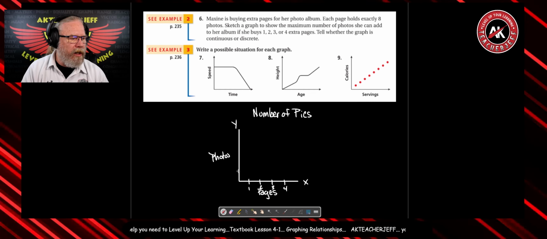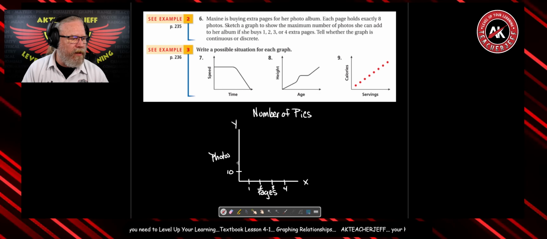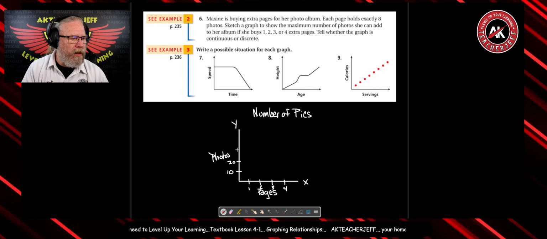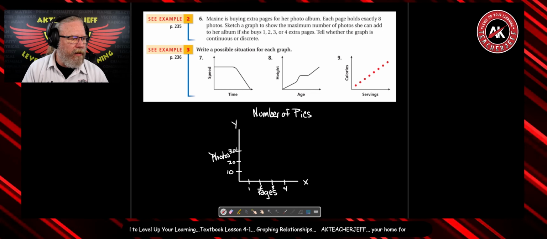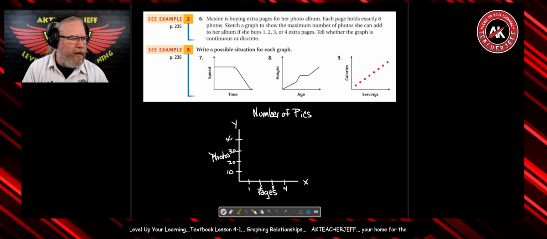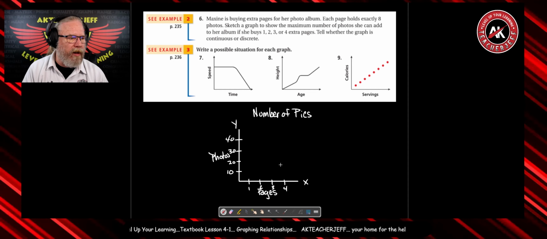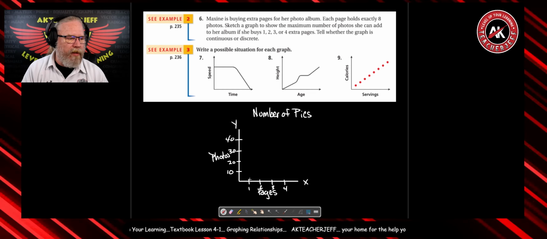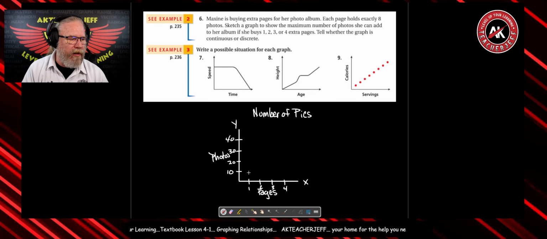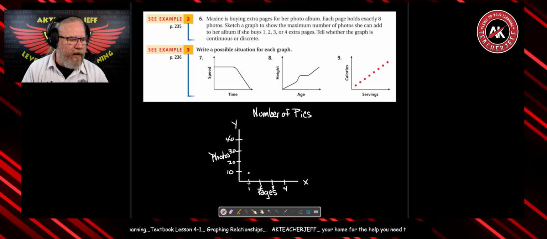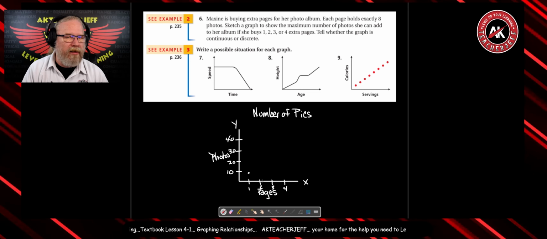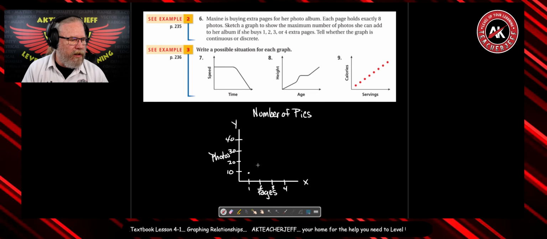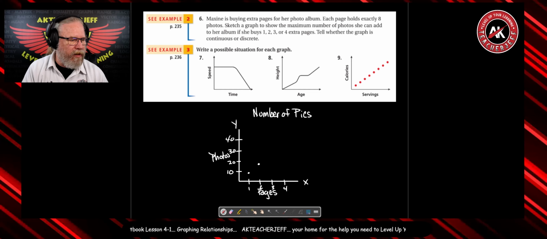So let's think of this as in increments of 10. We'll do 10, 20, maybe 30, 40, and I think we should be good there. I don't think we'll get over 40. And so if she has one page, she can put 8 photos in, so we'll plot that. If it's 1, then 8 pictures. 2 pages will be 16. So that looks about like 15, maybe about 16 right there.